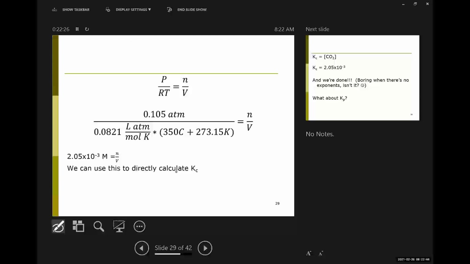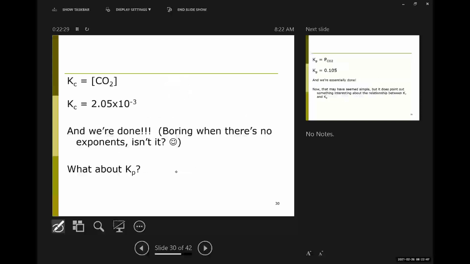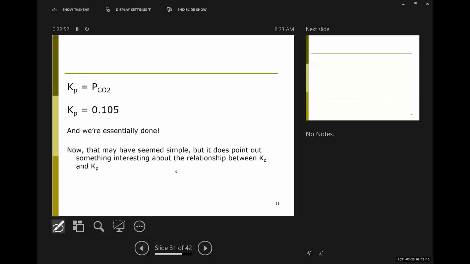And so I get a molarity for my gas, and again, sadly, there's no fancy math to do here, since the Kc depended only on the molarity of the carbon dioxide. Kp was really even easier because I was given the pressure up front. The total pressure in the flask was 0.105 atmospheres. The only gas in the flask is the carbon dioxide, because I evacuated before I started. And so I actually knew Kp before I did anything.